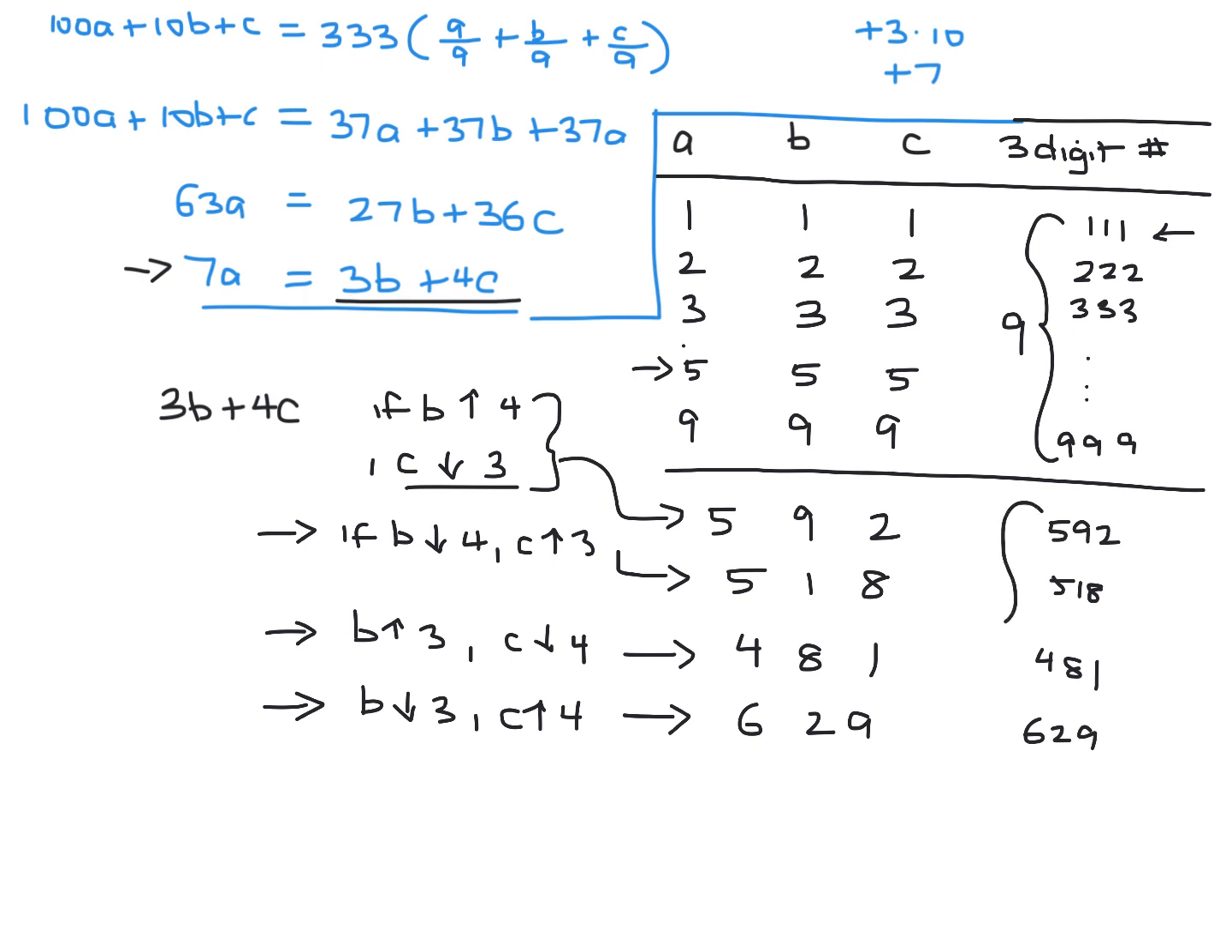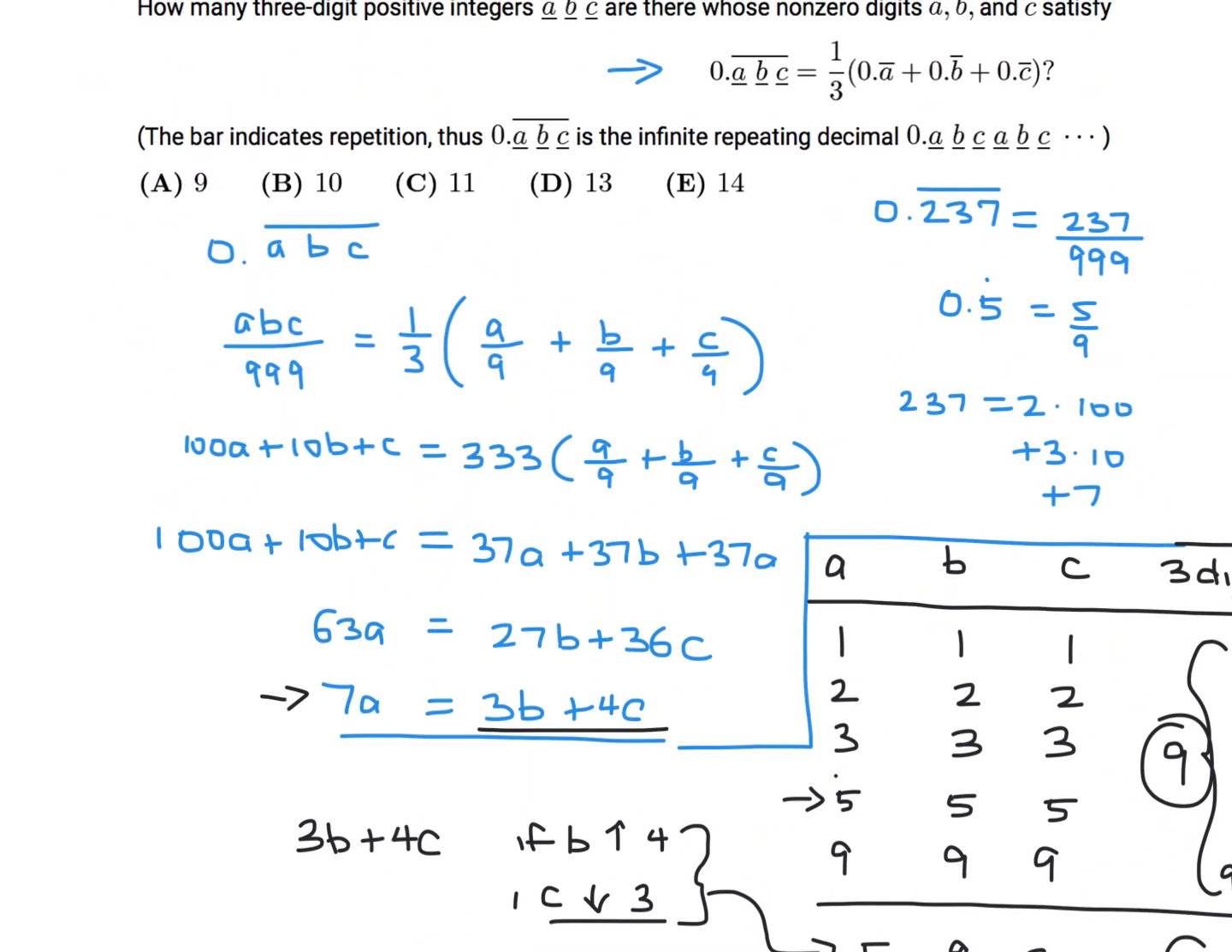So this gives me another 4. So 9 up here, 4 here. That's a total of 13. So 13 solutions, and therefore that would be choice D.